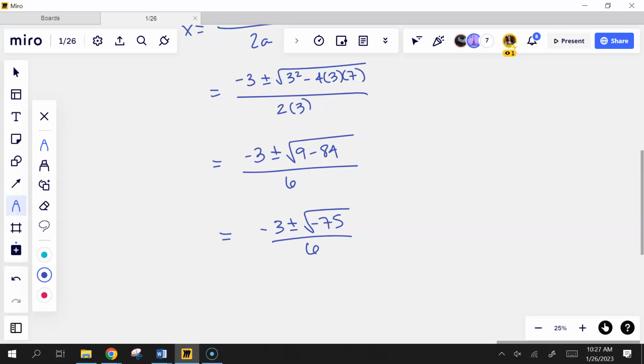The I's never go away. I know, I'm sorry. All right. Not only are the I's back, that's exactly right. I can break it down. I can take that 25 out.